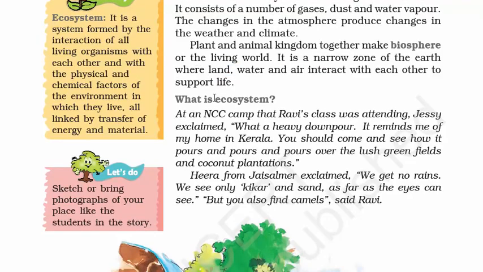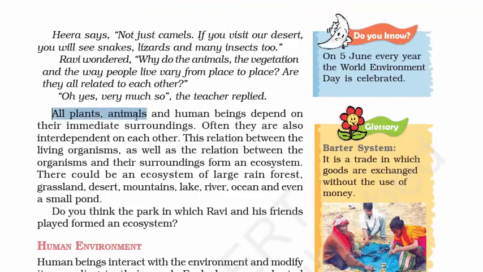Now let's try to understand the meaning of ecosystem. All plants, animals and human beings depend on their immediate surroundings.